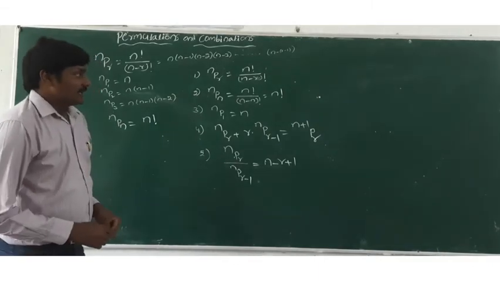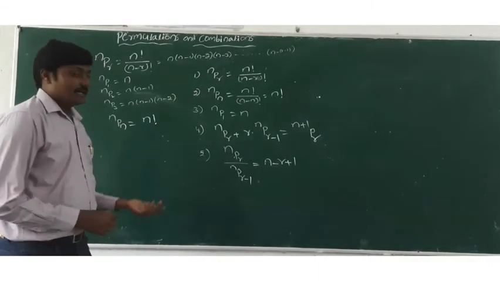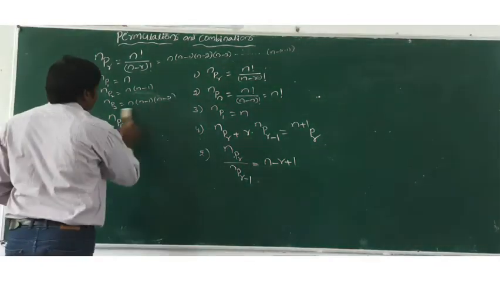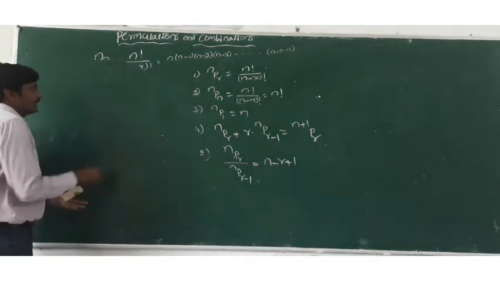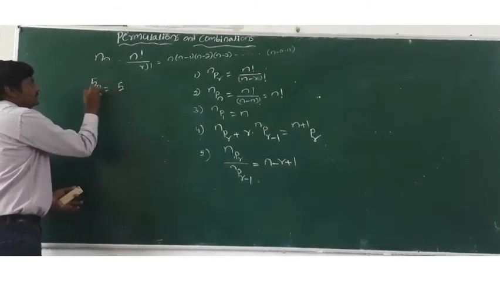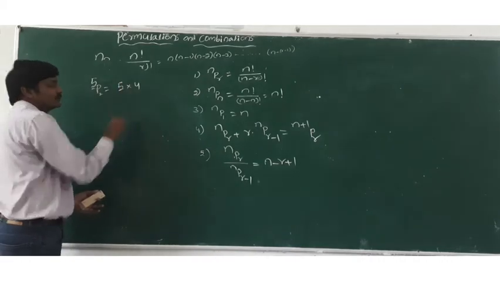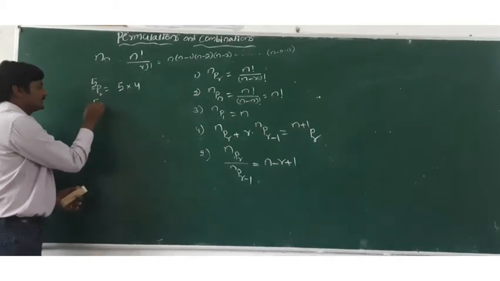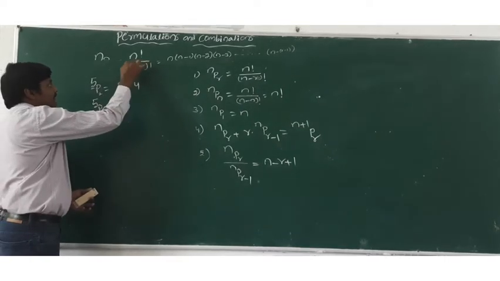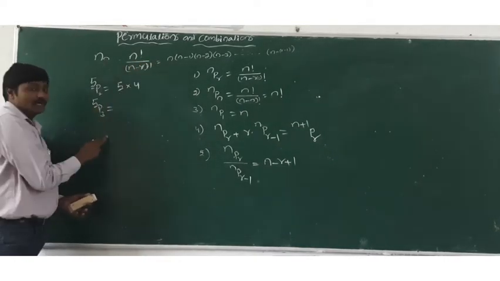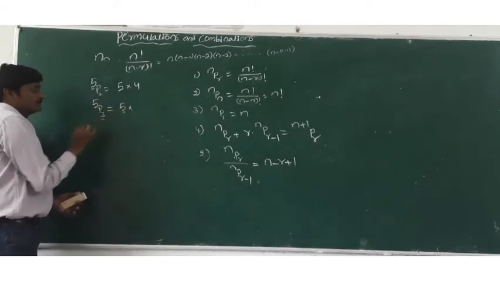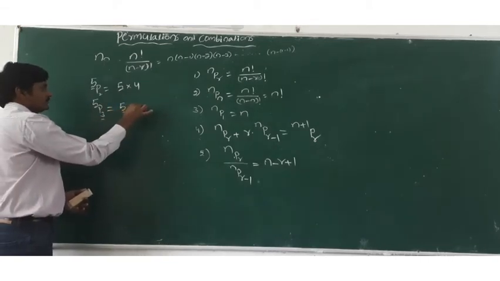Already in the last class we discussed how to find the nPr values. If you have 5P2, starting with 5, write down the two consecutive terms. And what is the value of 5P3? Without applying the formula directly, find the nPr values. For 5P3, starting with 5, write down the three consecutive terms: 5, 4, 3.